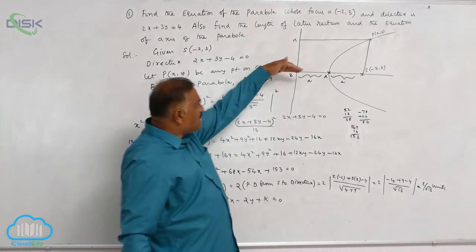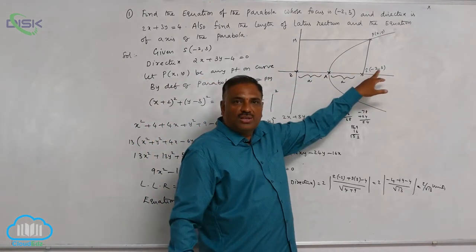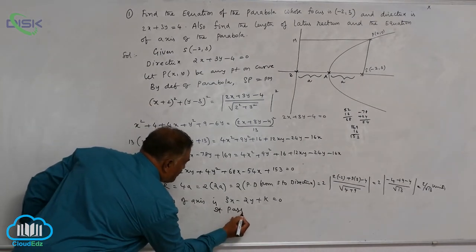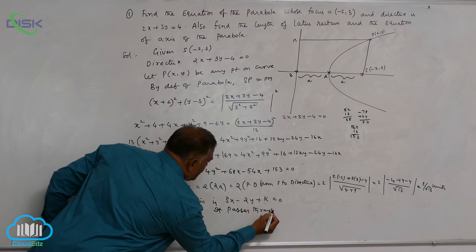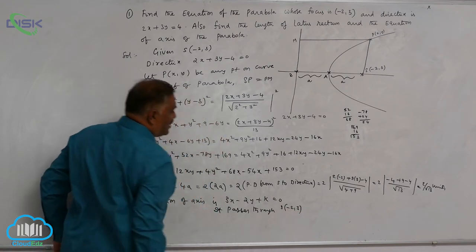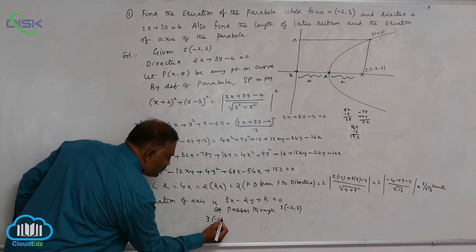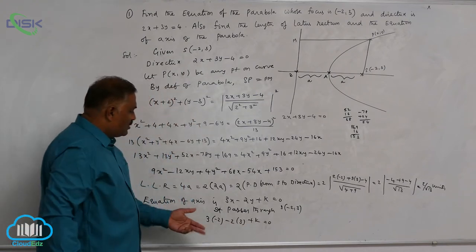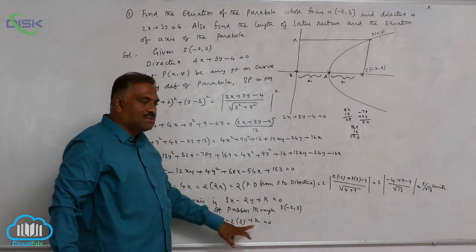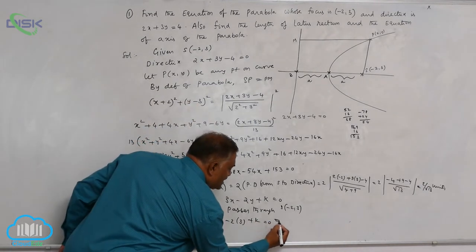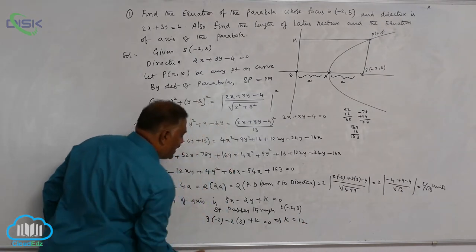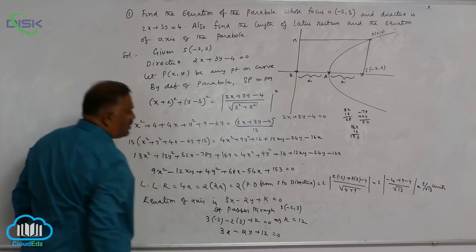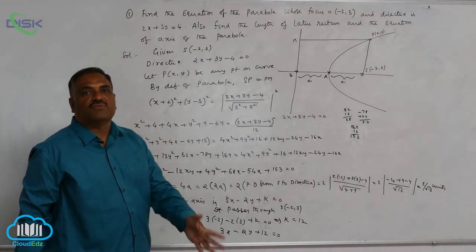Now you know that the principal axis always passes through the focus. So it passes through the focus S(-2, 3). Now substitute: 3 into -2, minus 2 into 3, plus k is equal to 0. Now this is -6, -6 + k = 0 implies k is equal to 12. So ultimately 3x - 2y + 12 = 0 is the equation of the axis of the conic.